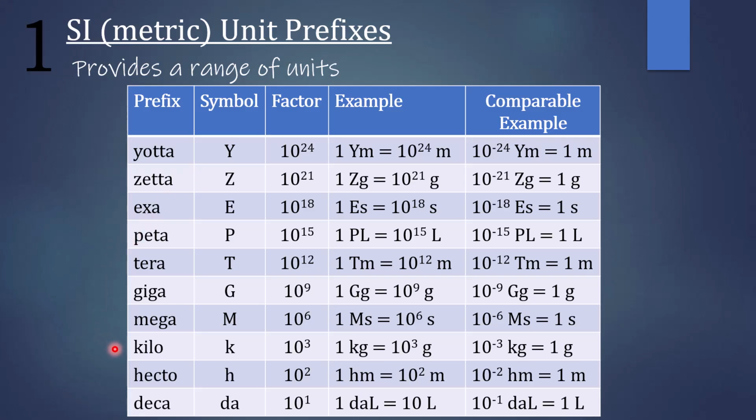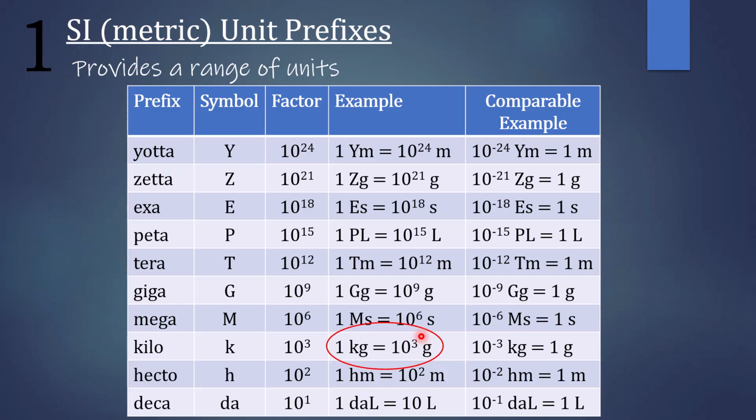Take a look at the kilo prefix. So in this particular case, I could say for this example, 1 kilogram is equal to 10 to the third grams. So 10 to the third is 10 times 10 times 10, or 1,000.